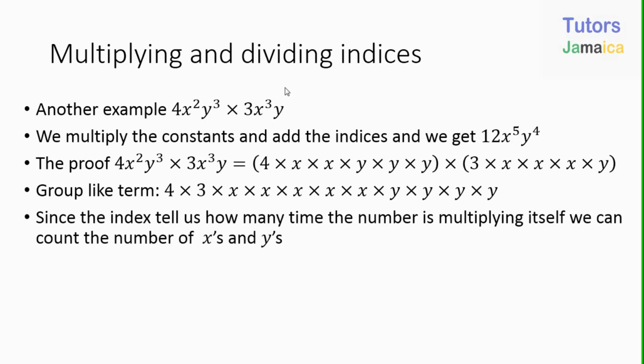Since the index tells us how many times the number is multiplying itself, we can count off the x's and y's. And what do we end up with? We know that 4 times 3 is 12, right? And we have 1, 2, 3, 4, 5 x's, so x to the 5th, and we have 1, 2, 3, 4 y's, so y to the 4th power.